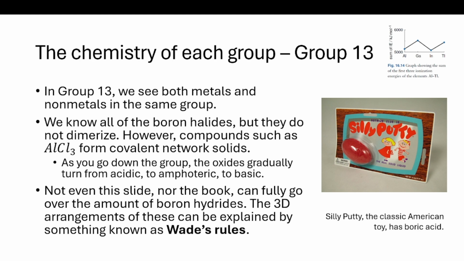So finally, we are pretty much out of the metal exclusive groups, and we're going to see in group 13 that we have both metals and non-metals in the same group. Although, well, pretty much the only non-metal or metalloid is going to be boron. Now, we already talked about the boron halides, and we know that they don't dimerize. However, if we look at compounds such as aluminium chloride, they're going to form covalent network solids. And as we go down the group, the oxides gradually turn from acidic, so take for example boron oxide, to amphoteric and to basic.